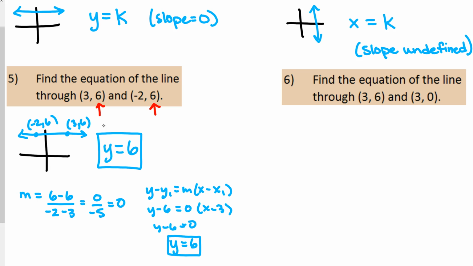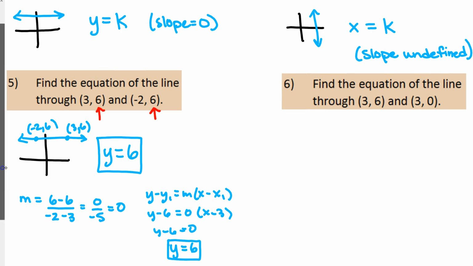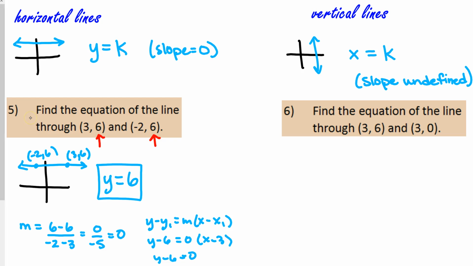Okay, number 6. Find the equation of the line through (3, 6) and (3, 0). Notice that they both have an x-coordinate of 3. And when points have the same x-coordinate, they lie on a vertical line. (3, 6), (3, 0). And what's the x-coordinate of every point? 3. So what's the equation?